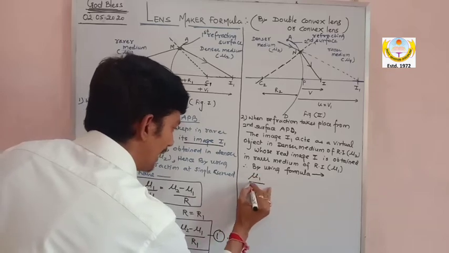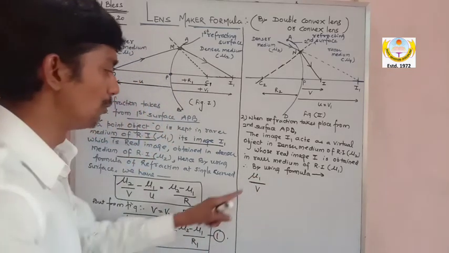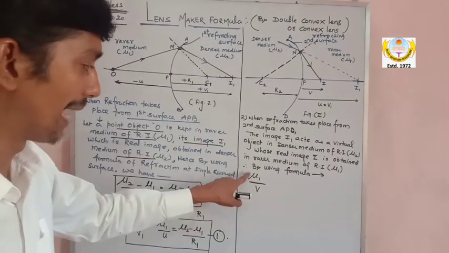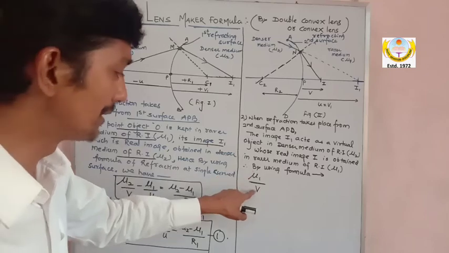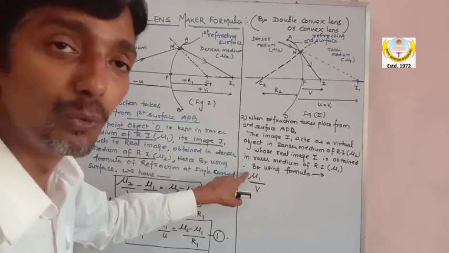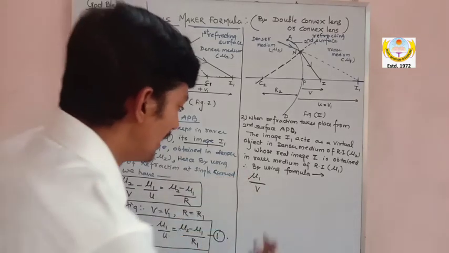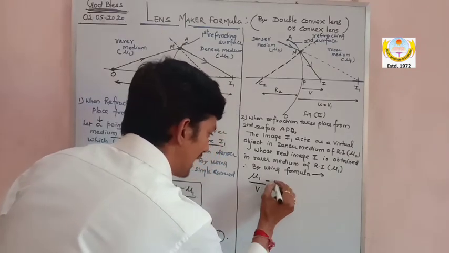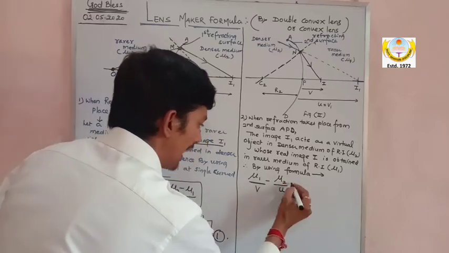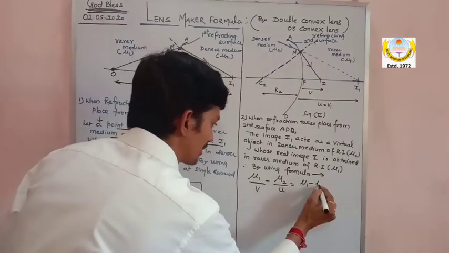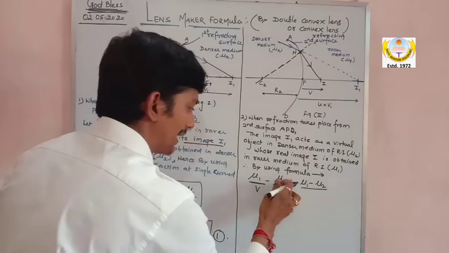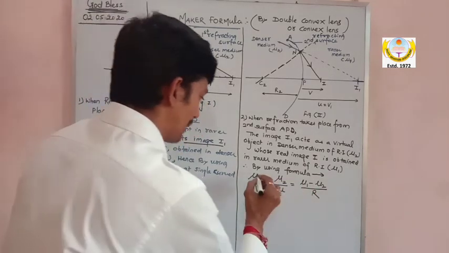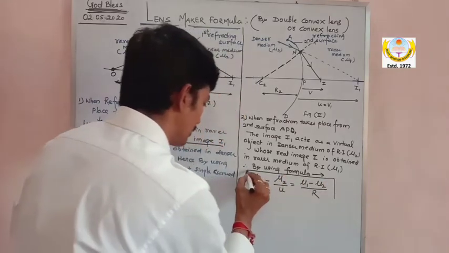mu1 divided by V, because why mu1, my dear? Earlier it was mu2, because now the image is obtained in the rarer medium. So it is mu1 divided by V, and the object is U, which is kept in the denser medium. So here it will be mu2, and this is equal to mu1 minus mu2 divided by R. This is the formula, my dear. Actually this is the formula I am using.